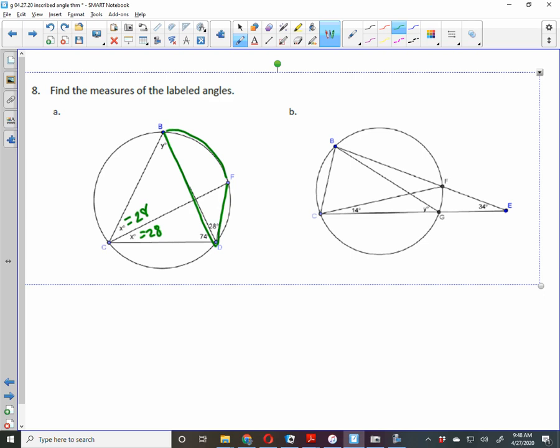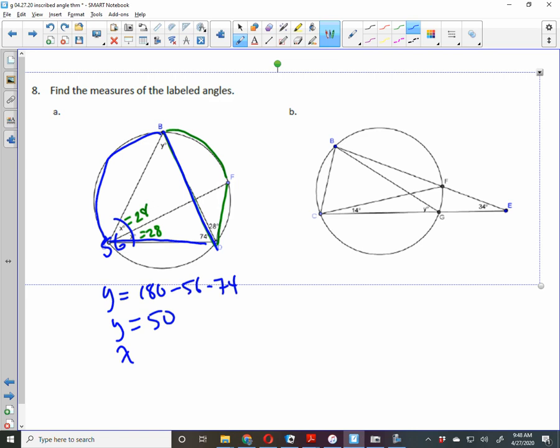We know that this arc here is intercepted by this angle here, right, which is 74. Oh, wait a minute. This whole total here is 56, and that's a triangle right there. So don't we know that y equals 180 minus 56 minus 74, which had better equal y equals 50. And we already knew that x equals 28. So sometimes there's more information than we need, and sometimes the answers are a little more simple than they need to be or could actually be.